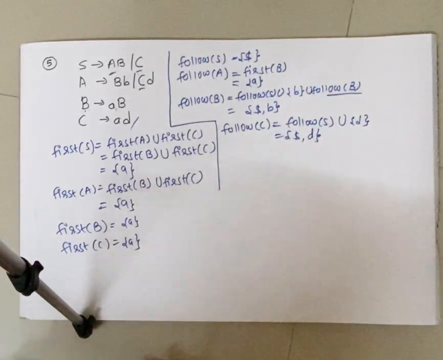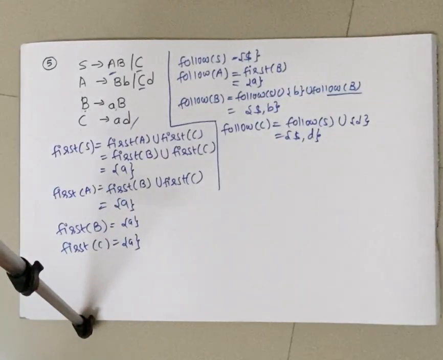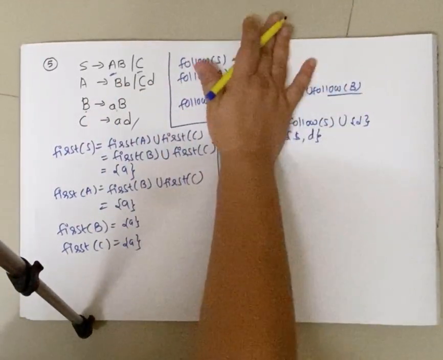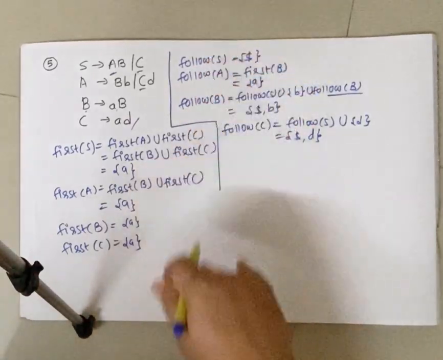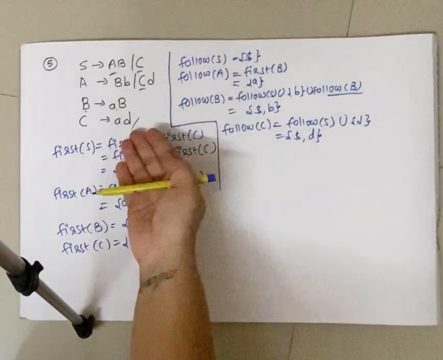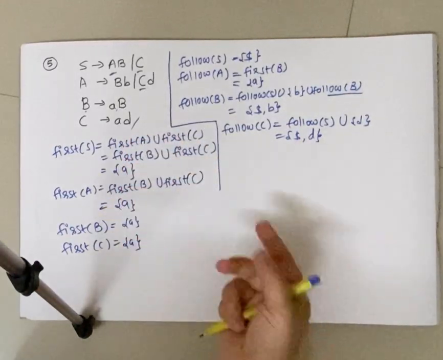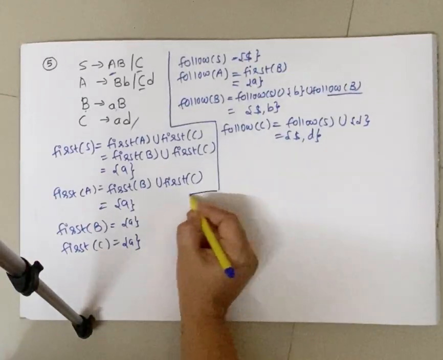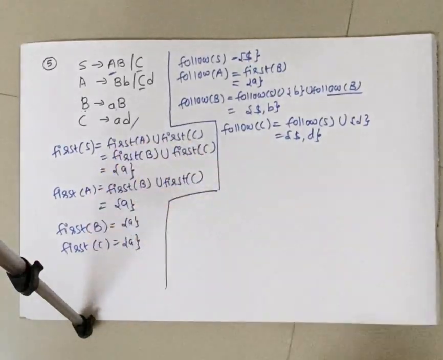Let me repeat. If you have to just create a predictive parsing table, or check whether the given grammar is LL1 or not, there is no need of calculating follow. You need to calculate follow only when it is explicitly asked in the question. If any of the first values contains epsilon, then only there is a role of calculating follow, not otherwise. Here all the values which we have don't contain any epsilon.